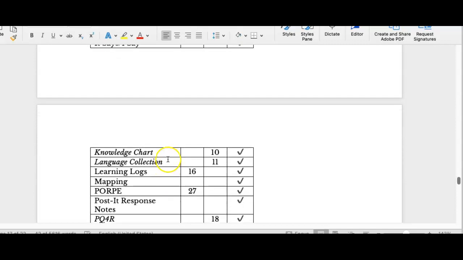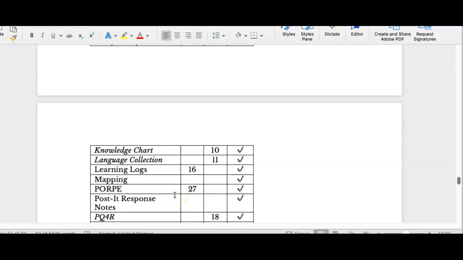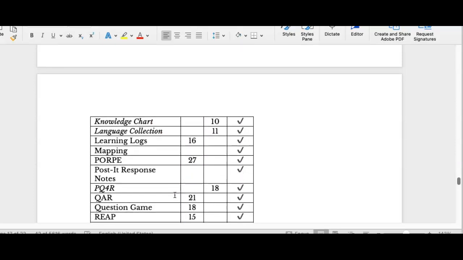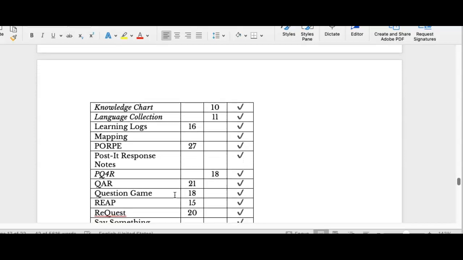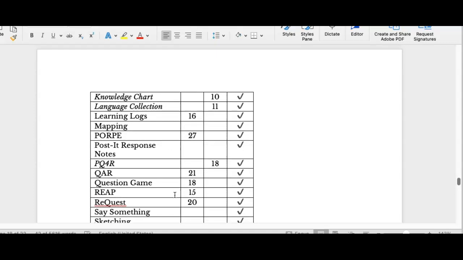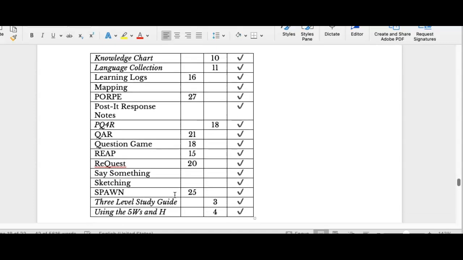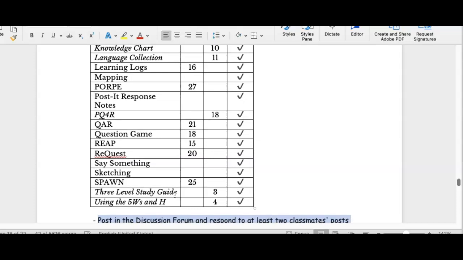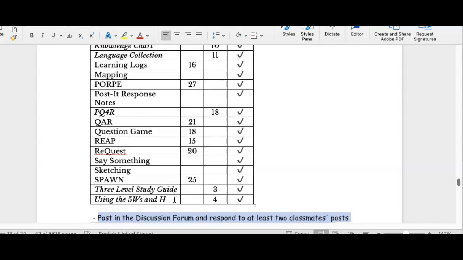Knowledge chart, language collection, learning logs, PORPE, PQ4R, QAR, question game, REAP, request, SPAWN, 3-level study guide using the 5 W's and H. And using the 5 W's and H is not asking who, what, when, why, and how the way we normally use them. It is making those students come up with questions like that.